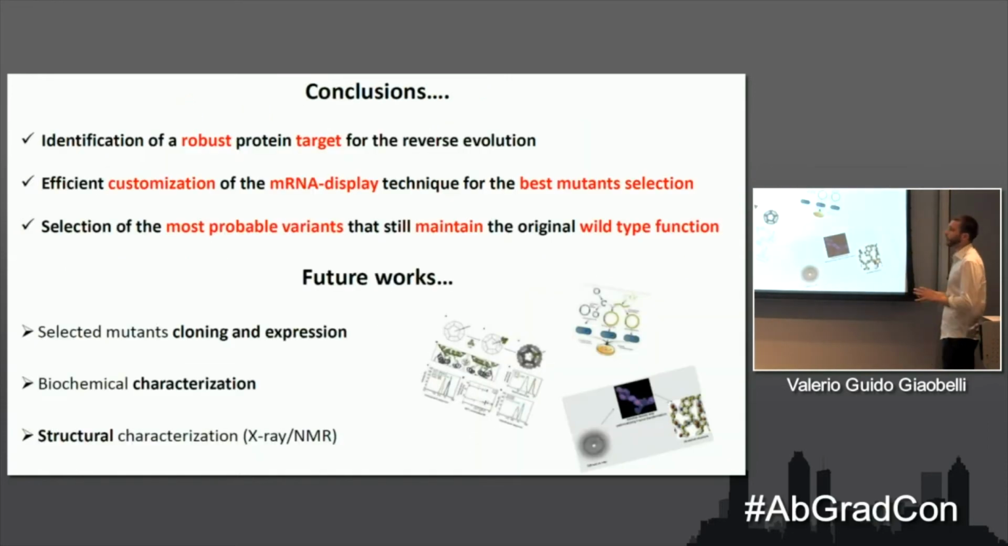So, okay, in conclusion, the future work will be, of course, the expression of the single protein and characterization, just to understand the binding constant with the target RNA, and of course, the crystal structure with the RNA. So in conclusion, we have identified a robust target for the reverse evolution project. We customized the mRNA display technique for the best mutant selection, and we identified 3 different proteins able to bind the RNA also in presence of only early amino acids.